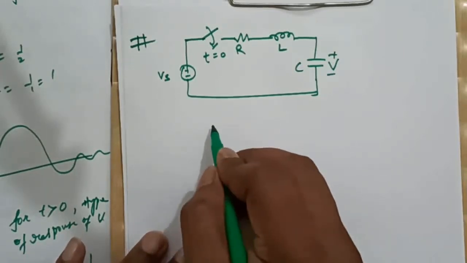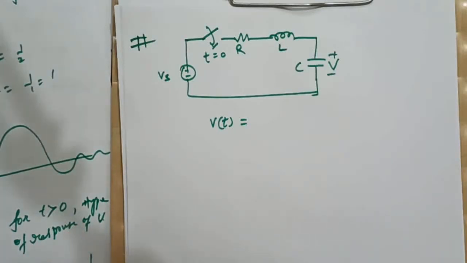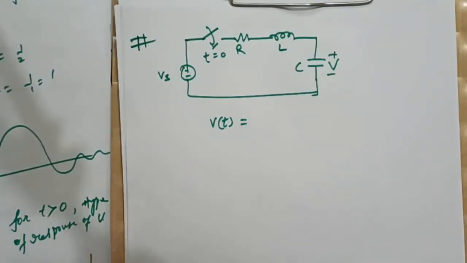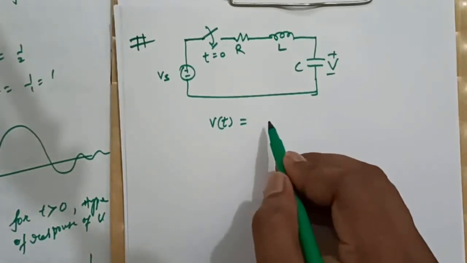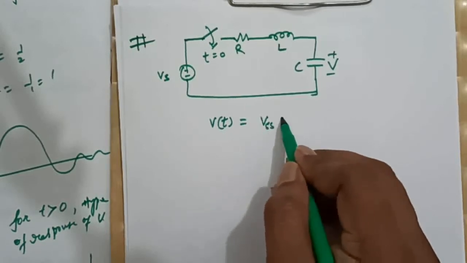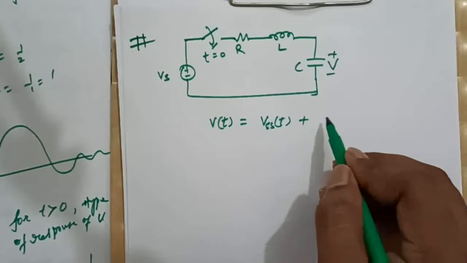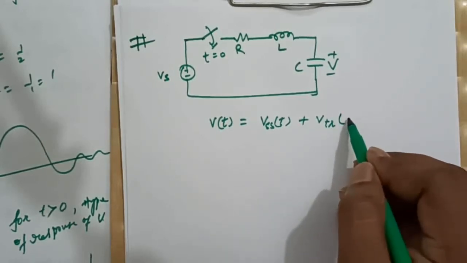Since the total response V(t) will be what? Since this is a forced response, or the response of a second order system with source, it is nothing but the sum of two responses. The first is the steady state response, which is V_SS(t), plus the transient response.